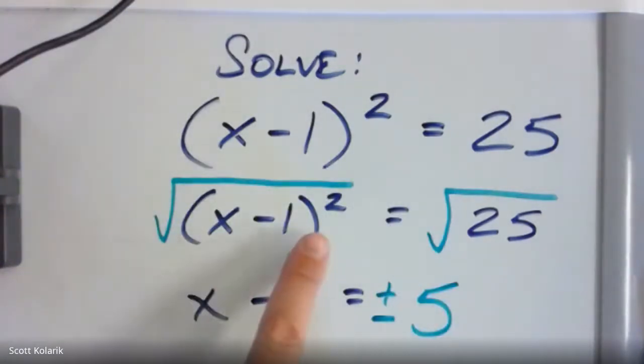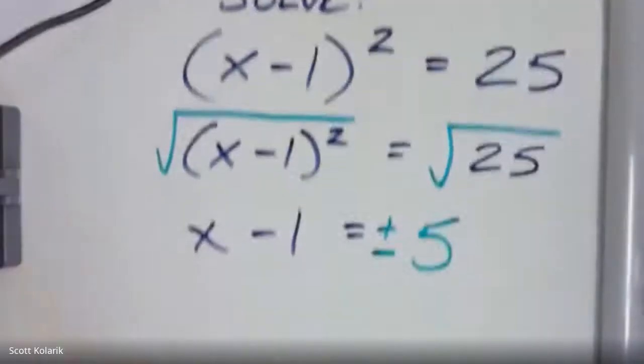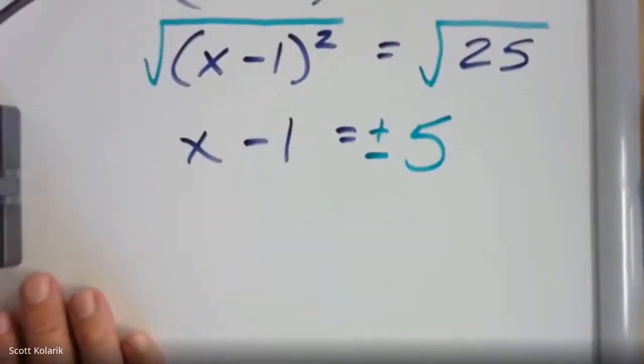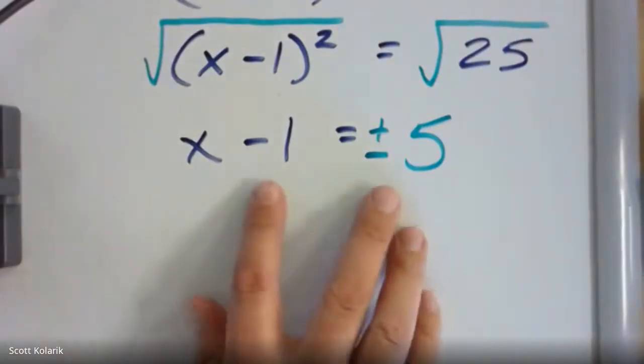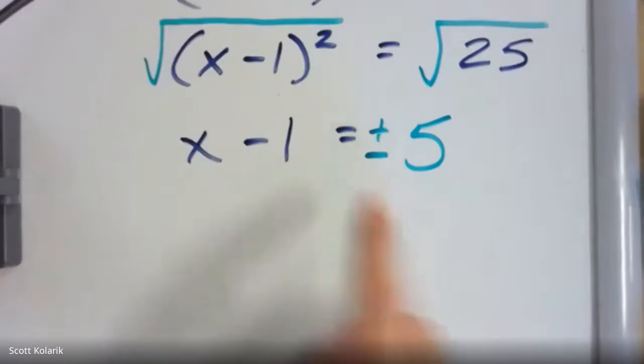We've gotten rid of the squared, but technically speaking, x is not by itself yet. We now have to move this 1, but here's where we run into a little bit of an issue. Now I technically have 2 different numbers on this side. Okay, so this is from when we dealt with absolute values. But what we're going to do right now is break this up into 2 equations because, again, technically I have 2 different results here.